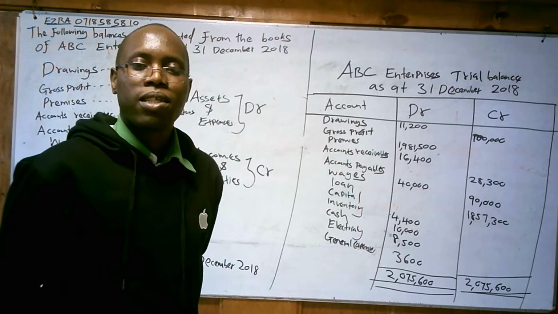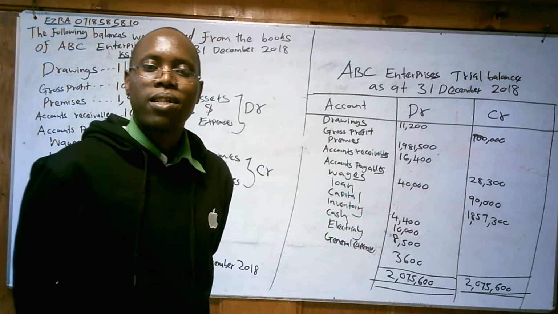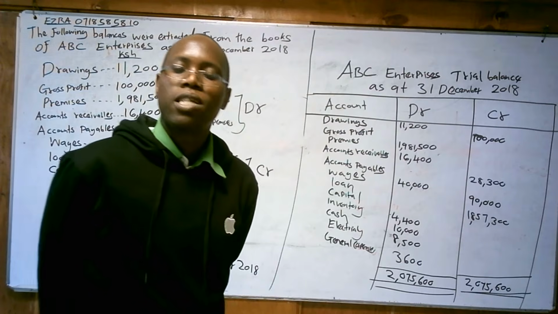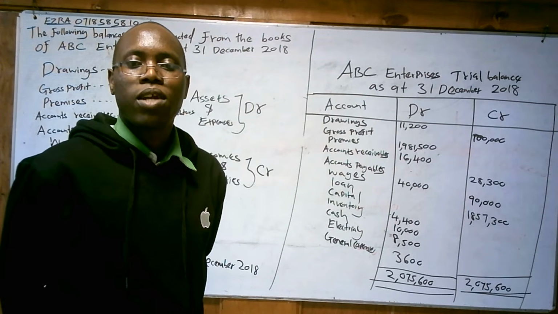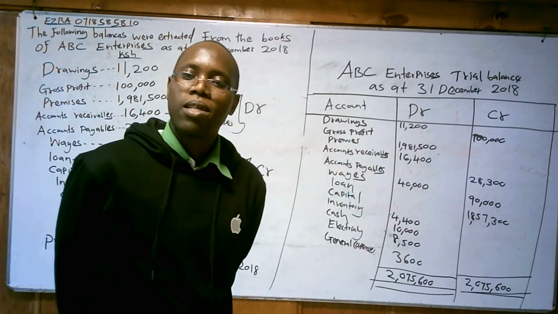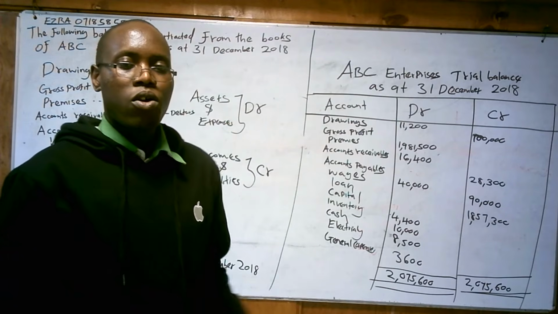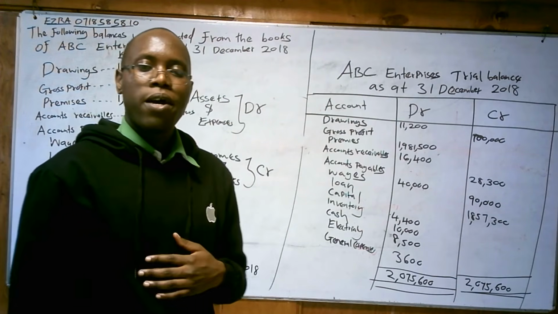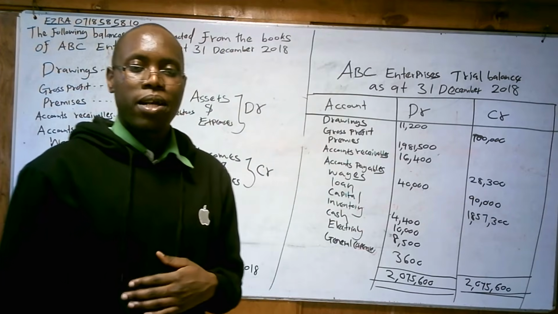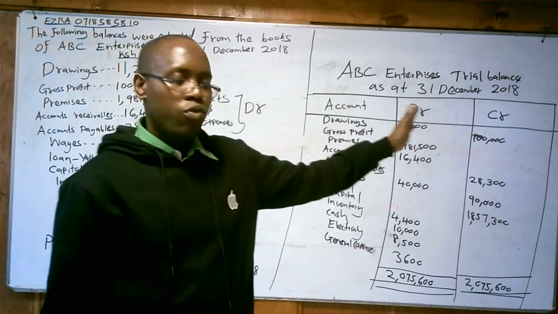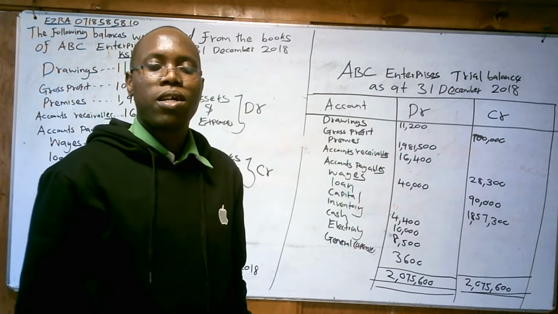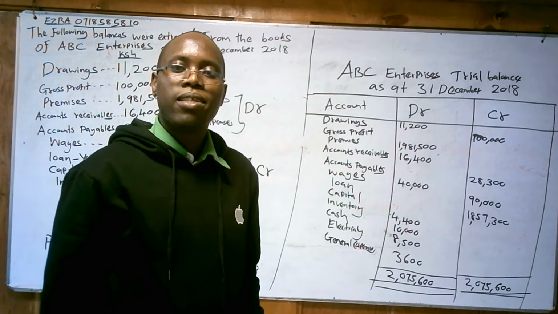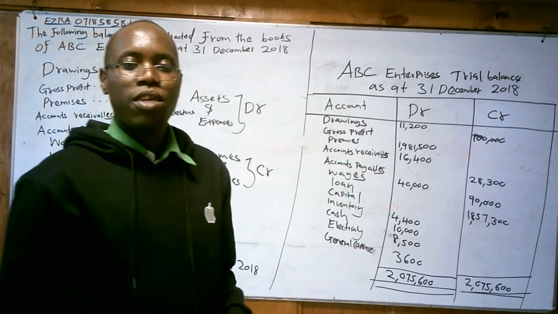If you are to have sales, and they have given you the sales figure, sales is actually an income account, and it is going to appear on the credit side of the trial balance. So if you are to have sales, it will appear on the credit side because that's income. If you are to have rent received, that's an income.